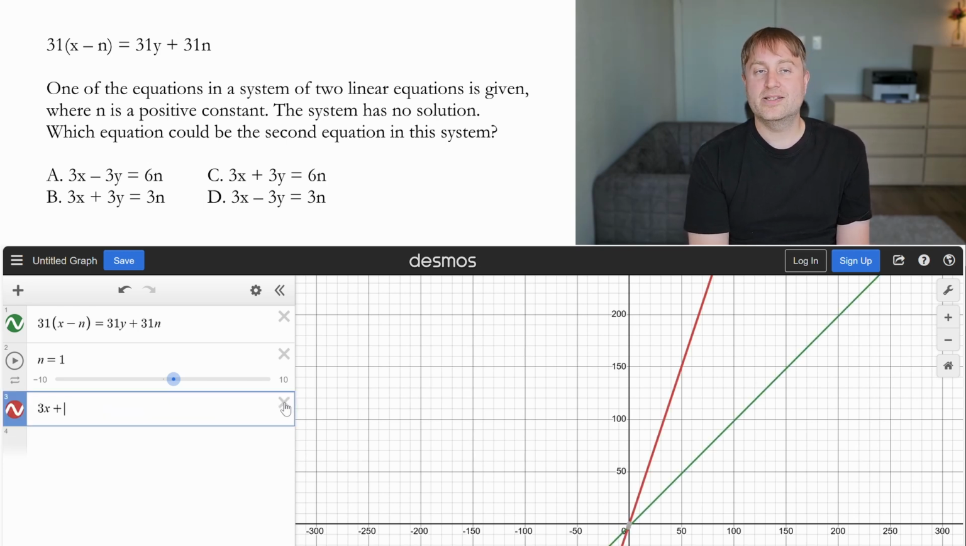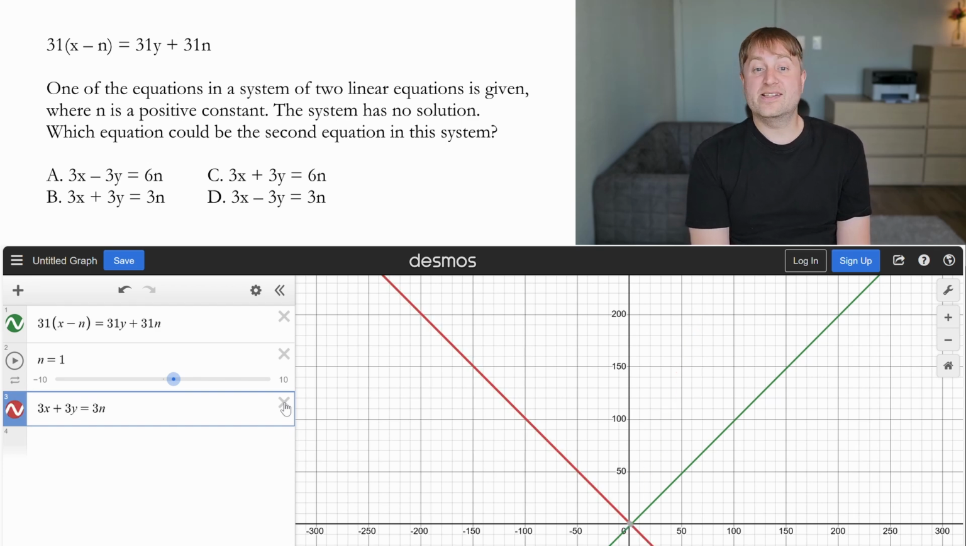3x plus 3y equals 3n. This one is obviously not parallel. It intersects the original equation at one point, which means that it has one solution, not 0. So we can cross it off and move on to C.